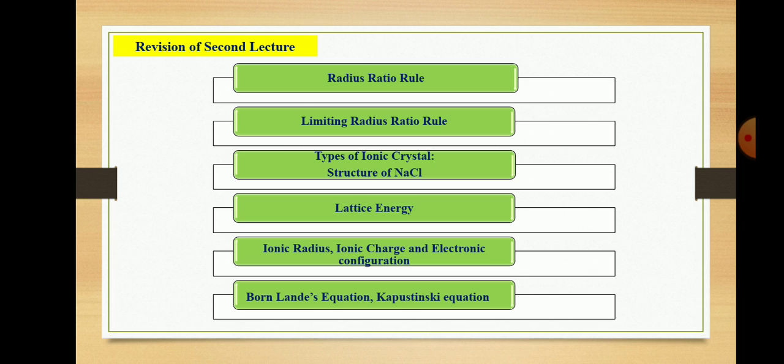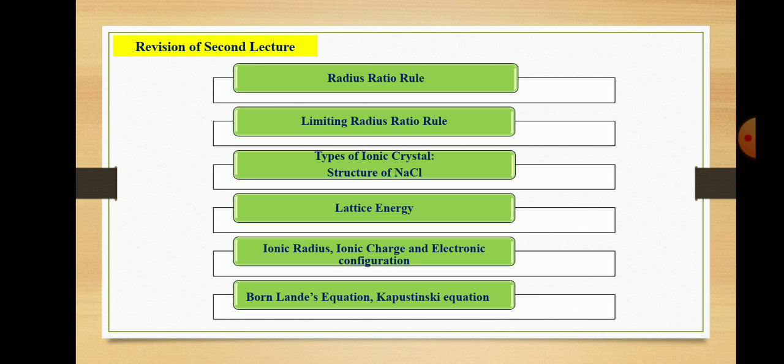This rule explains the stability of ionic compounds. Then we have to discuss the types of ionic crystal. There are 5 types of ionic crystal, and out of that, from our syllabus, one we have to complete: the structure of NaCl. Then we have to learn the very important lattice energy. You have to remember the two definitions. One is by formation and one is by dissociation.